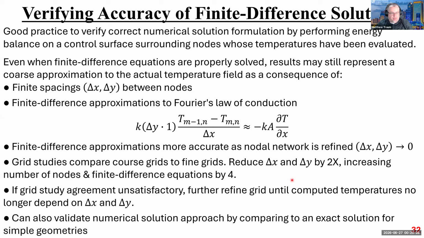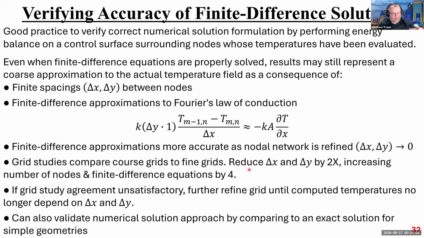And what should happen, I say here, if grid study agreement is unsatisfactory, which means when you compare the coarser grid to the finer grid, you're not getting the same answer for individual nodes, then you have to further refine the grid, which means making X and Y even smaller. And you have to keep doing that until there's no more relationship between how big X and Y are and what your temperatures are in a particular spot, right?